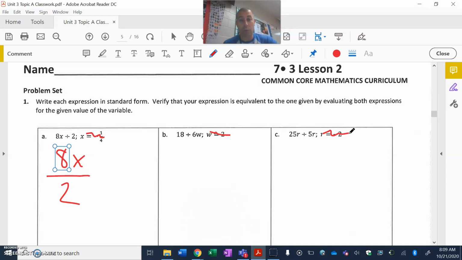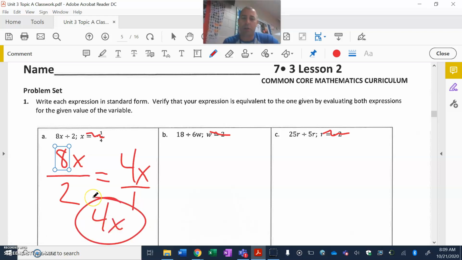So the whole idea here is when we simplify, yes, we can do division. 8 divided by 2 is 4. So it's just 4x. Now, technically, we're dividing them both by 2, and if you divide them both by 2, you'd get 4x over 1. But what happens when you divide something by 1? It's the whole amount. So that's why our winning answer here is just your 4x.